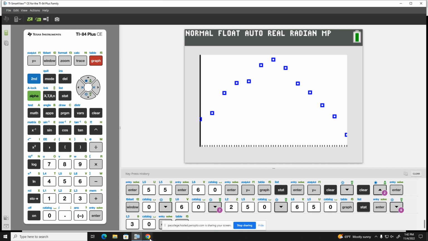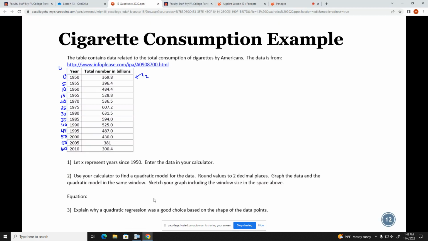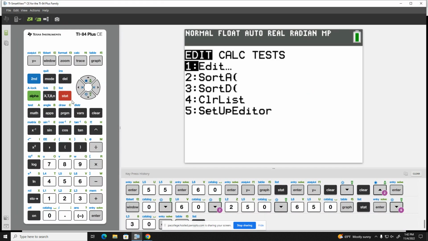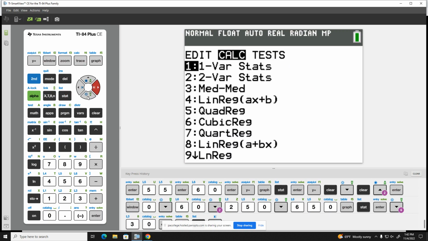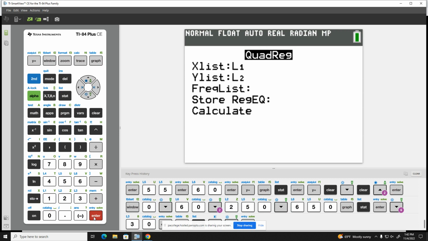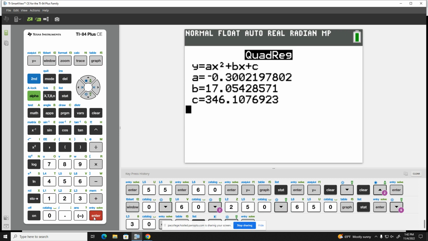So going back to my PowerPoint, it says enter data. We did that. Use your calculator to find a quadratic model for the data. Round values to 2 decimal places. Graph the data and the quadratic model in the same window. Sketch a graph. So in my calculator, I go to stat, over to calculate, and I go down here to number 5. Right after linear is quadratic, so it's this quad. I hit enter enough times for that to do the calculation.